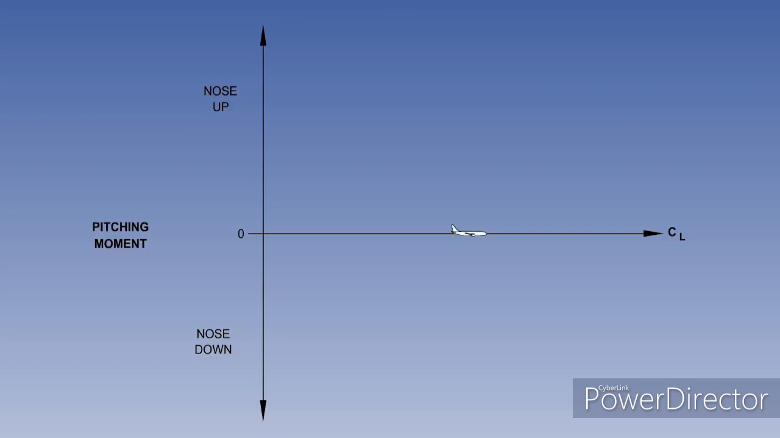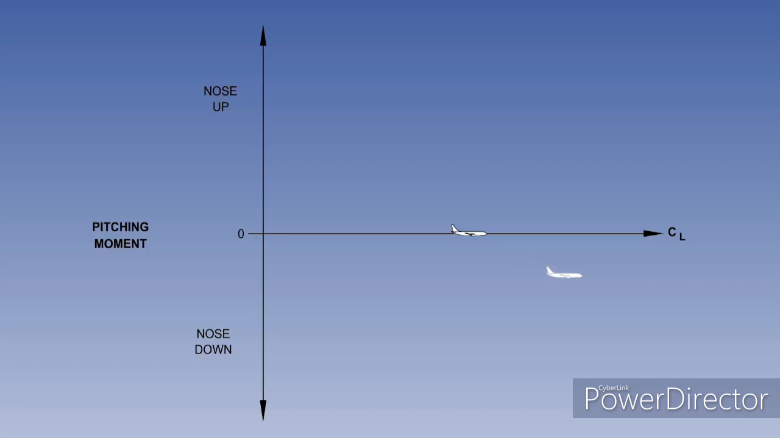An aeroplane in equilibrium is shown on the horizontal axis. How do we know it's in equilibrium? Because it is not generating a nose-up pitching moment or a nose-down pitching moment. An upward acting gust has increased the lift coefficient, and because the aircraft has some longitudinal static stability, it will generate a nose-down pitching moment. The nose-down pitching moment will start the aircraft back towards equilibrium. Remember, longitudinal static stability is just the initial reaction to a change in angle of attack.